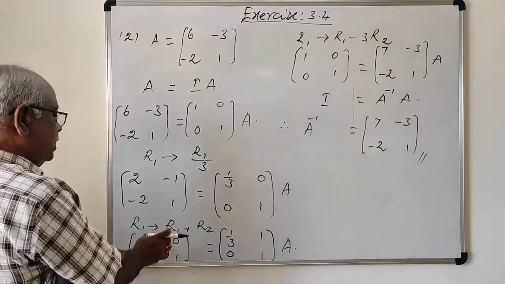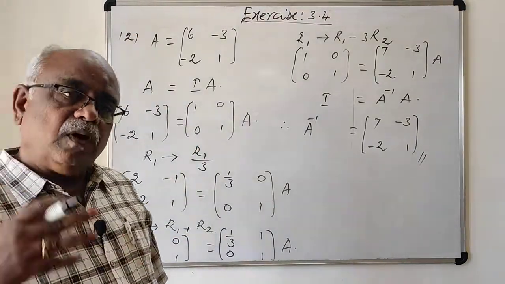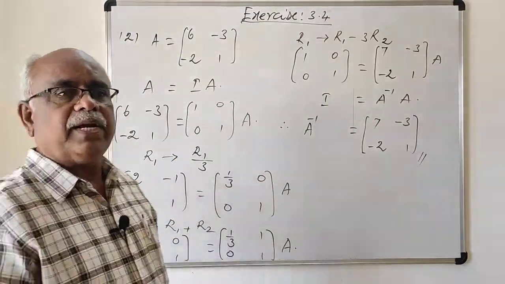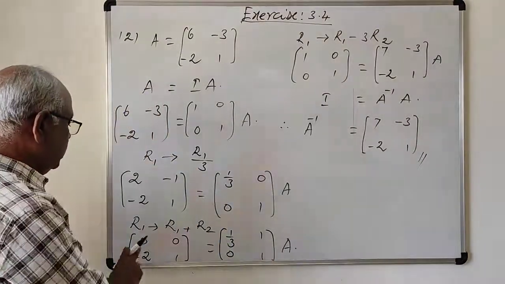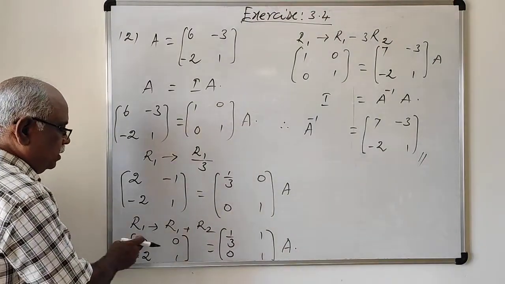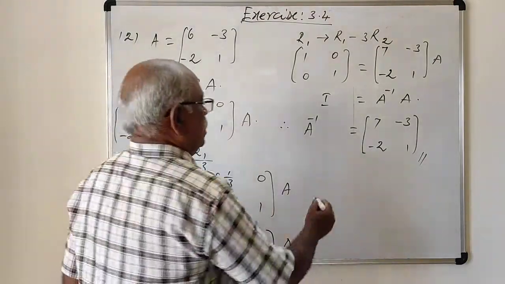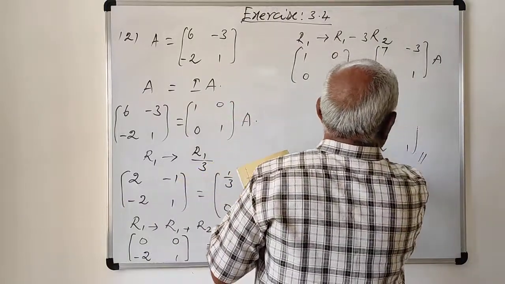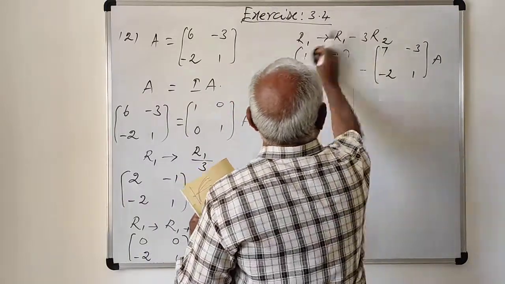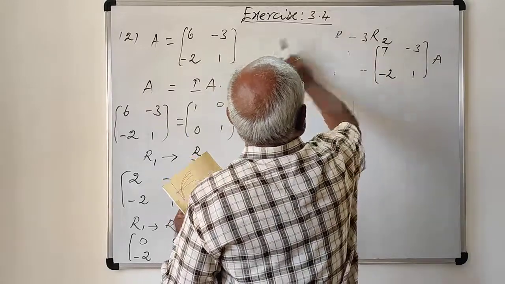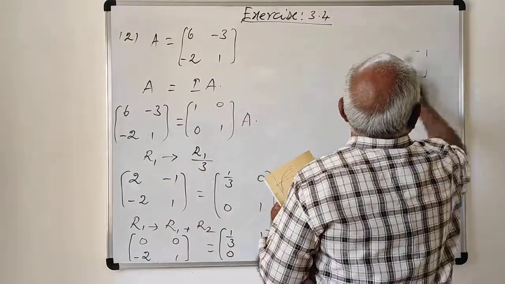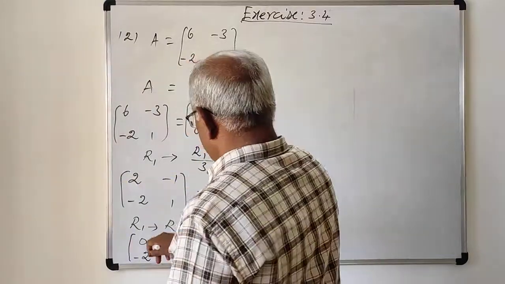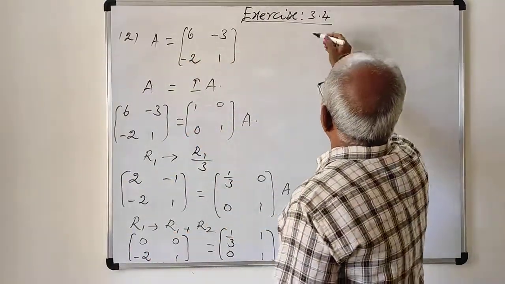If in a matrix all the elements of a row or column are 0, then the inverse of that matrix does not exist. That is the problem. Since all the elements of R1 are 0, the inverse does not exist for the given matrix. The solution for this problem is that the inverse does not exist because all the elements in the first row are 0.